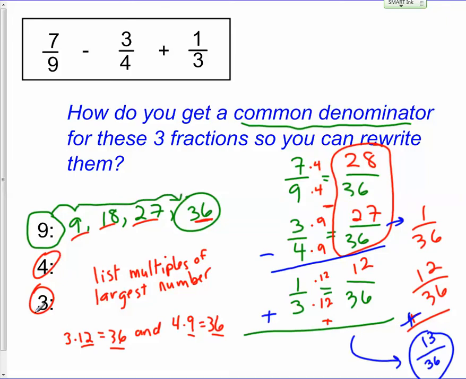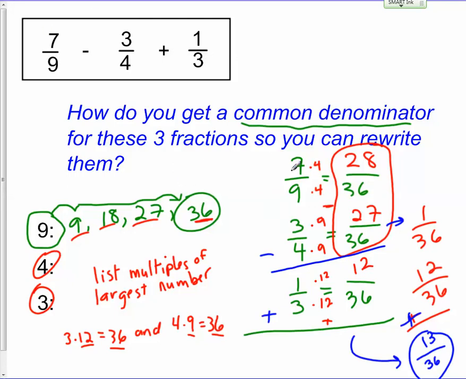and 3. So I start with 9, which is a multiple of 3 but not 4. 9 times 2 is 18, not a multiple of 4. 9 times 3 is 27, not a multiple of 4. 9 times 4 is 36, and 4 times 9 is 36. 3 times 12 is 36, so I know that 36 is a common multiple of all three of these denominators, and that's what the least common denominator is. The smallest multiple, 36, of all of the denominators.